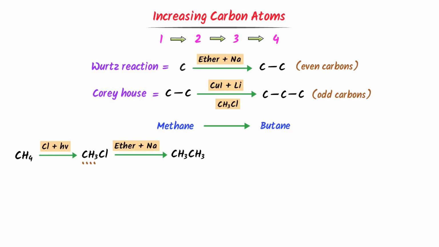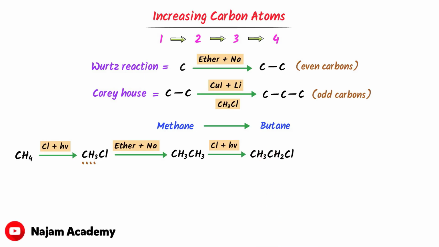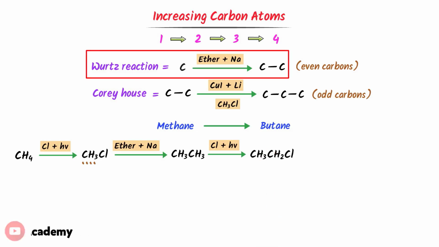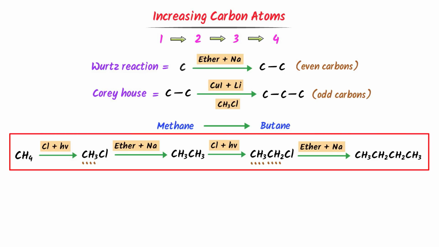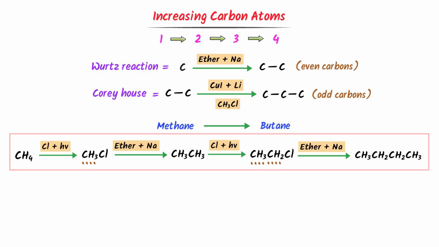I activate it. I add chlorine plus UV light to it. I get ethyl chloride. According to Wurtz reaction, we can double these 2 carbons. I add sodium and ether. I get butane. Hence I convert CH4 to alkyl halide, to ethane, to ethyl chloride and to butane.